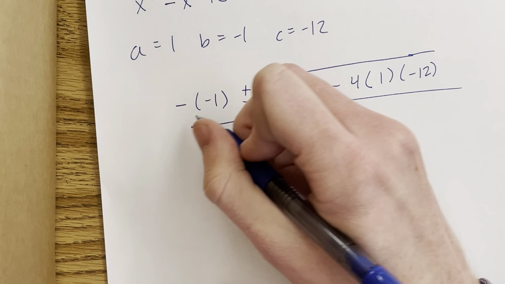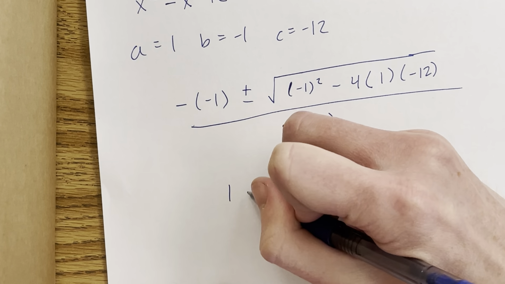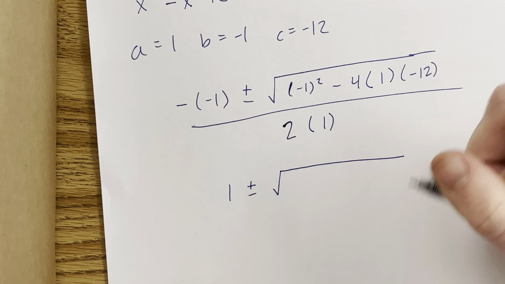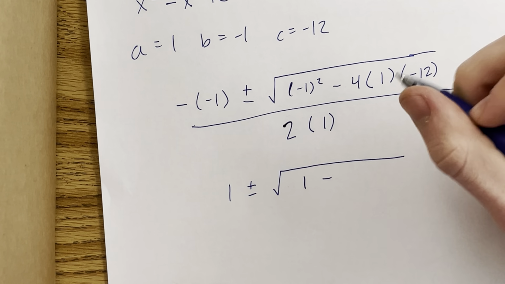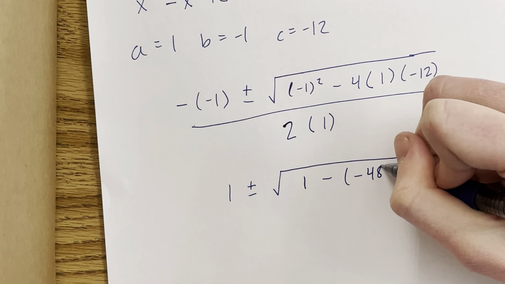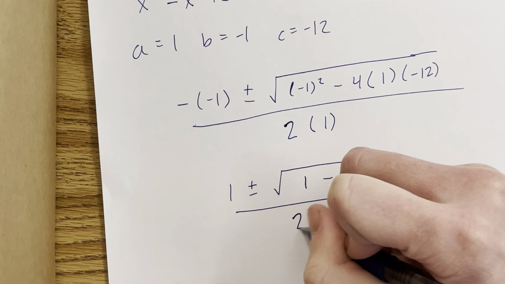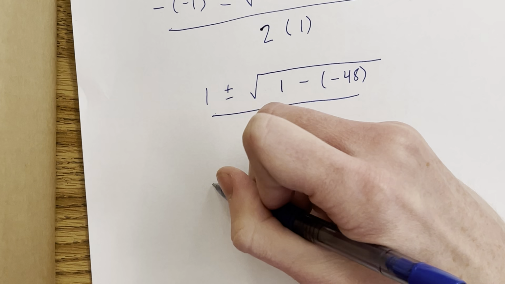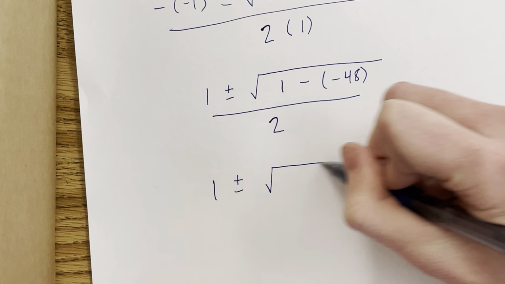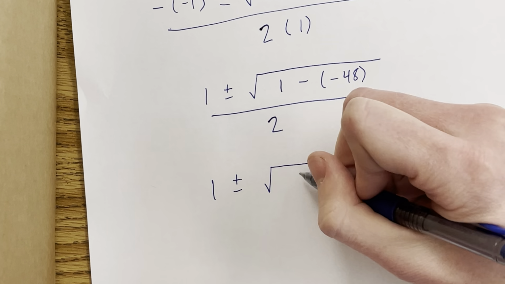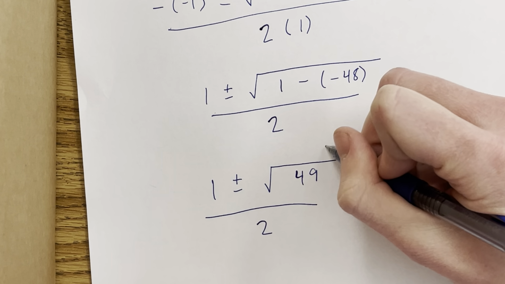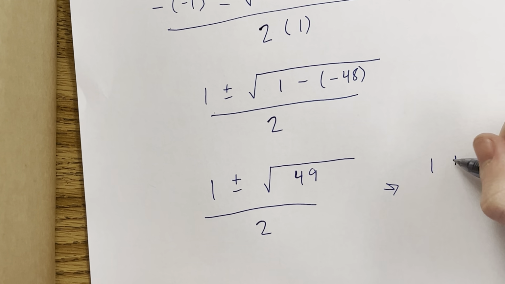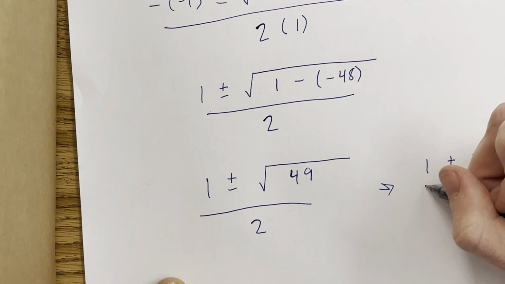So this ends up being negative times a negative is a positive, so 1 plus or minus the square root of 1 minus 4 times negative 12 would be negative 48 over 2 times 1, which is 2. So that'd be 1 plus or minus the square root of 1 plus 48, which is 49, over 2. Square root of 49 is just 7. So that'd be 1 plus or minus 7 over 2.